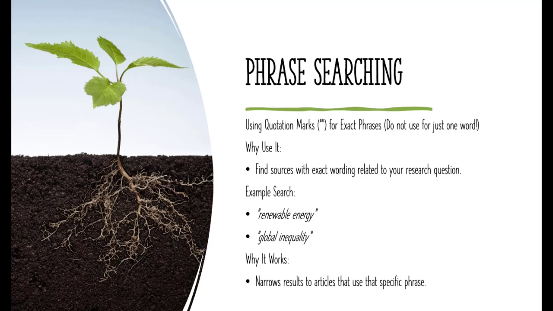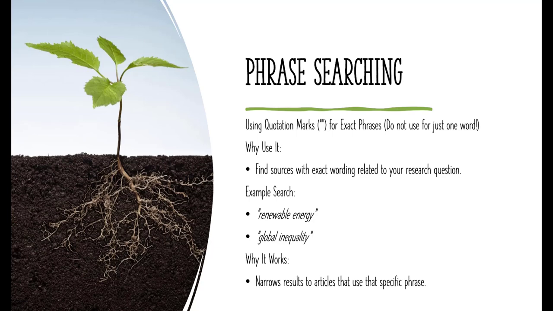Since the research question I've decided on is how can renewable energy reduce global inequality, we can pull some keywords out of this question. For example, we can use renewable energy with quotations around it, as well as global inequality with quotations. When you put quotation marks around a phrase, it tells the search engine to look for those exact words in that specific order.